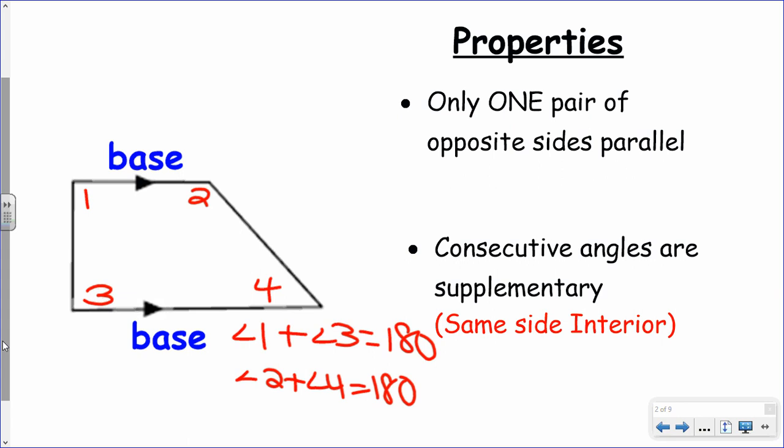Now, unlike in the parallelogram where the consecutive angles would be in the spots of 1 and 2 and 3 and 4 as well, because they don't have two sets of parallel lines, those are not considered consecutive angles.